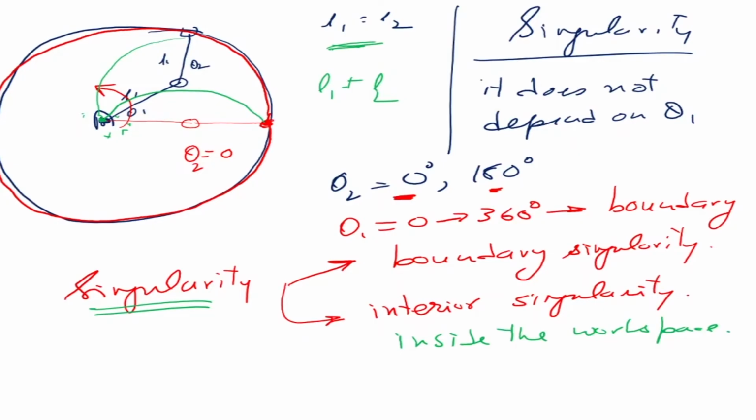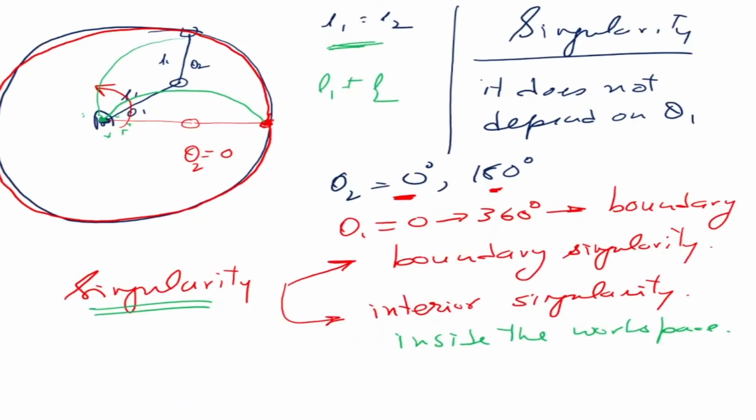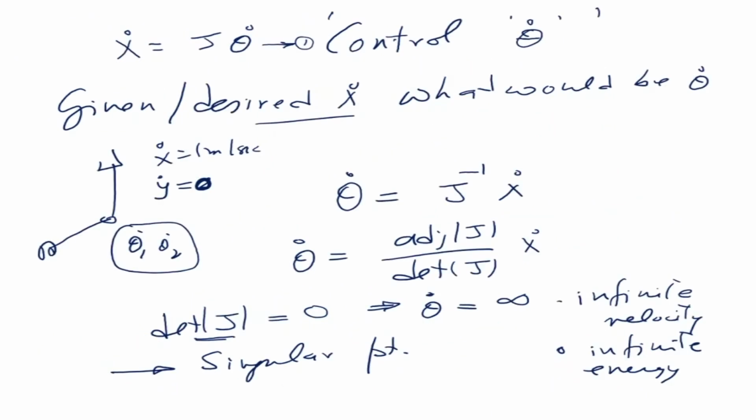Now what we saw is we derived the Jacobian this way, and because the Jacobian here is 2 by 2, we ended up with L1 L2 sine theta 2. Something very important is that it does not depend on theta 1. Let's go back and look at this. This is the angular velocity in radians per second or degrees per second. This is the end effector velocity in meters per second.